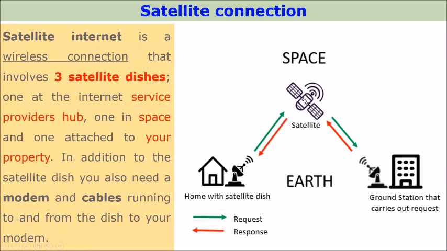Then the space satellite transmits those signals to the internet service provider. To catch these signals, the internet service provider again has another dish, which is called the ground station dish here. Then the internet service provider gives the response. The response again goes through the space satellite to your home. This is how the satellite connection works.